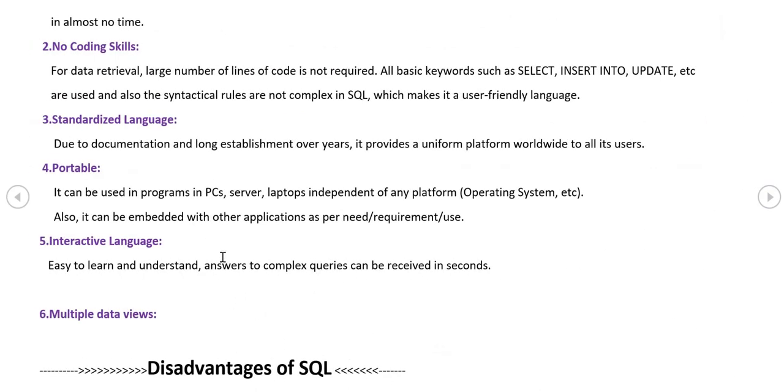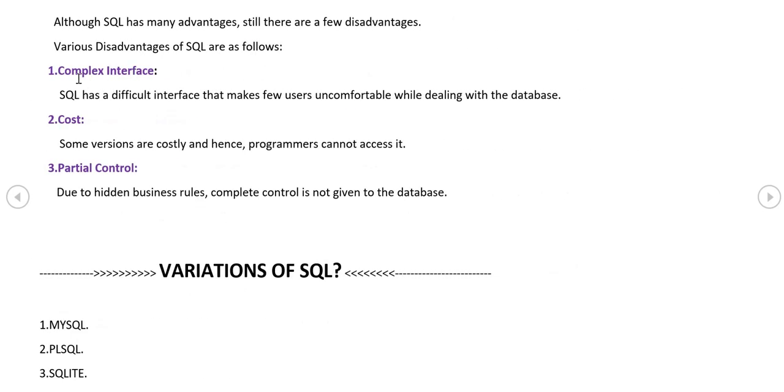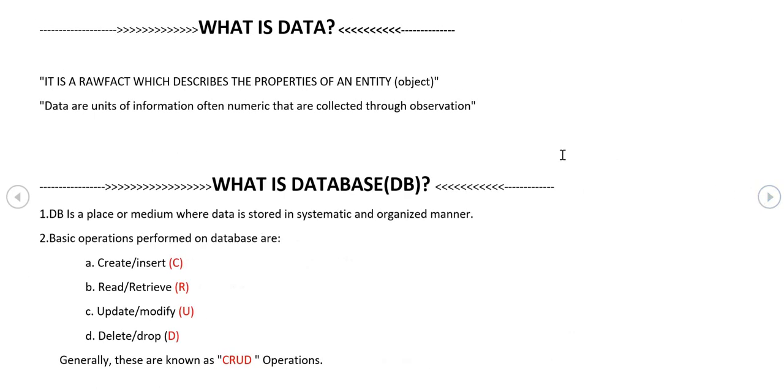For everything we have advantages as well as disadvantages. For SQL also we have a few disadvantages. It has a complex interface, it is very costly, and it gives partial control; we do not have complete control over the database. So what are the variations of SQL? You can learn MySQL, PL/SQL and SQLite. If you are interested in working on databases, you can go through all those technologies.